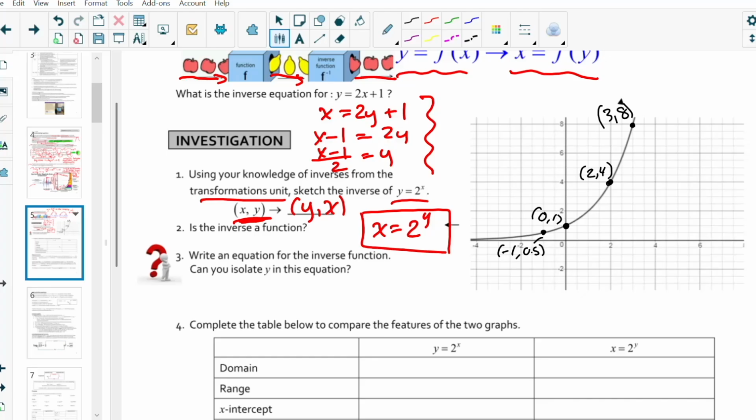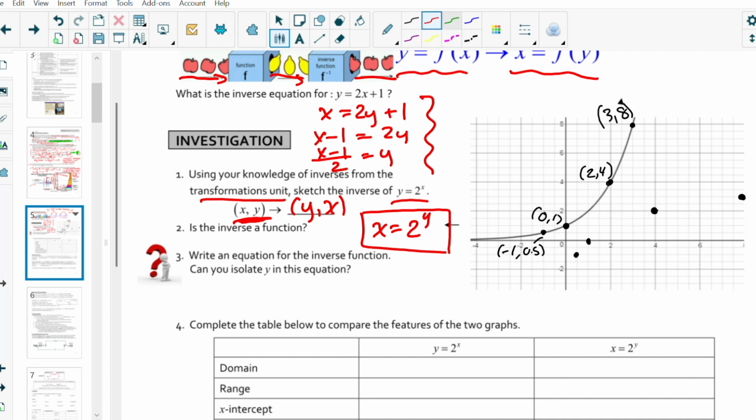So folks, if I'm swapping x for y values, well, do exactly that, right? Instead of (0, 1), I'm going to go (1, 0). Instead of (-1, 0.5), I'm going to go (0.5, -1). Instead of (2, 4), I'm going to go (4, 2). Instead of (3, 8), I'm going to (8, 3).